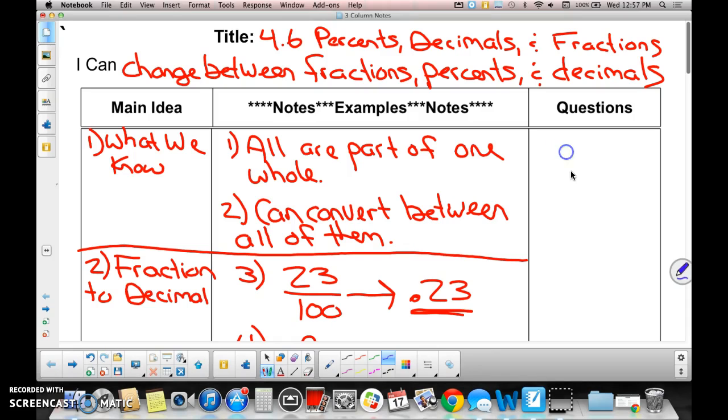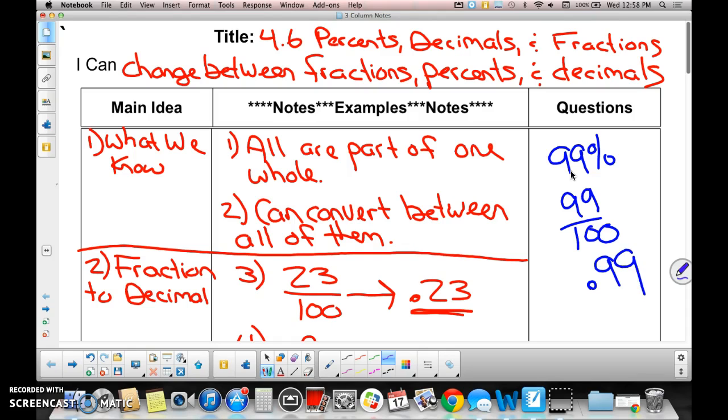if I gave you 99%, can you guys easily tell me what fraction that is? Yeah. What is it, you guys? 99 over 100. And what's the decimal? 99 hundredths. We forgot about this, but we'll go later.